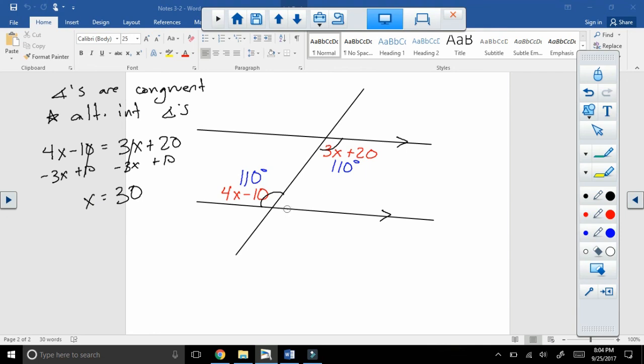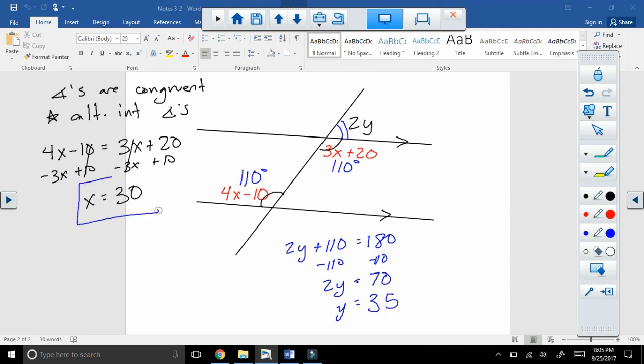And then maybe I even have to do something else. Let's say I also then have to solve, and you know that this is 2y degrees. Let's say I have to solve for that. Well, what I could do is say, okay, these two here that form a linear pair are going to add up to be 180 degrees. So I can set 2y plus 110 equal to 180, and I can solve that. So 2y equals 70, or y would equal 35.